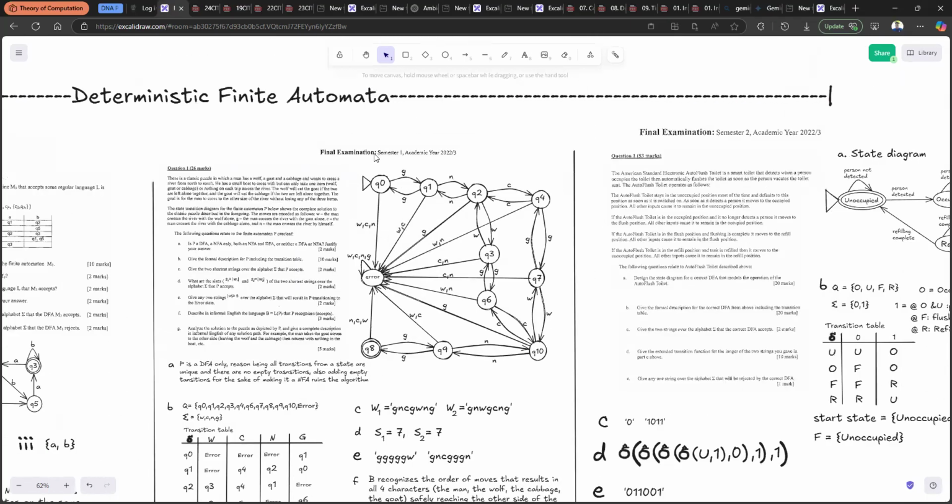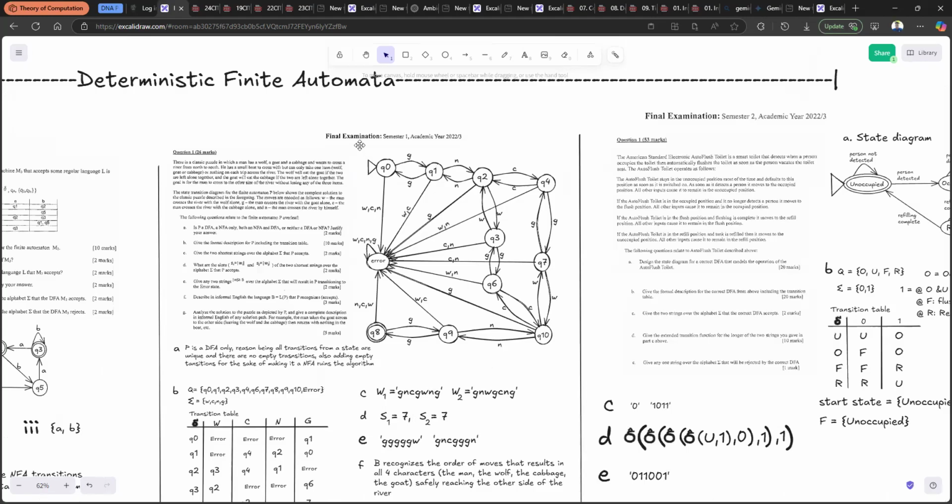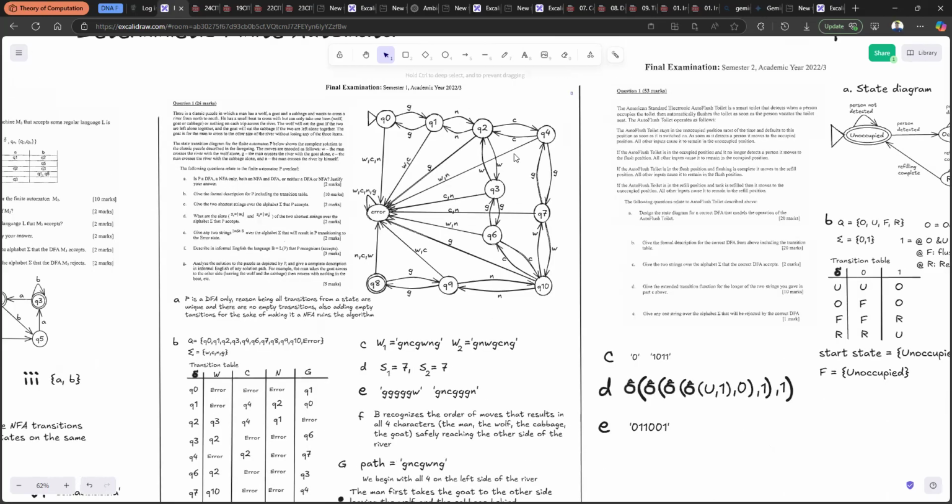This one is the famous wolf, cabbage, and goat problem, where you have the wolf, cabbage, and goat on one side of the river and you need to bring them to the other side. They actually give us the DFA. I didn't like how it looked, so I redrew it properly. They ask us several questions.